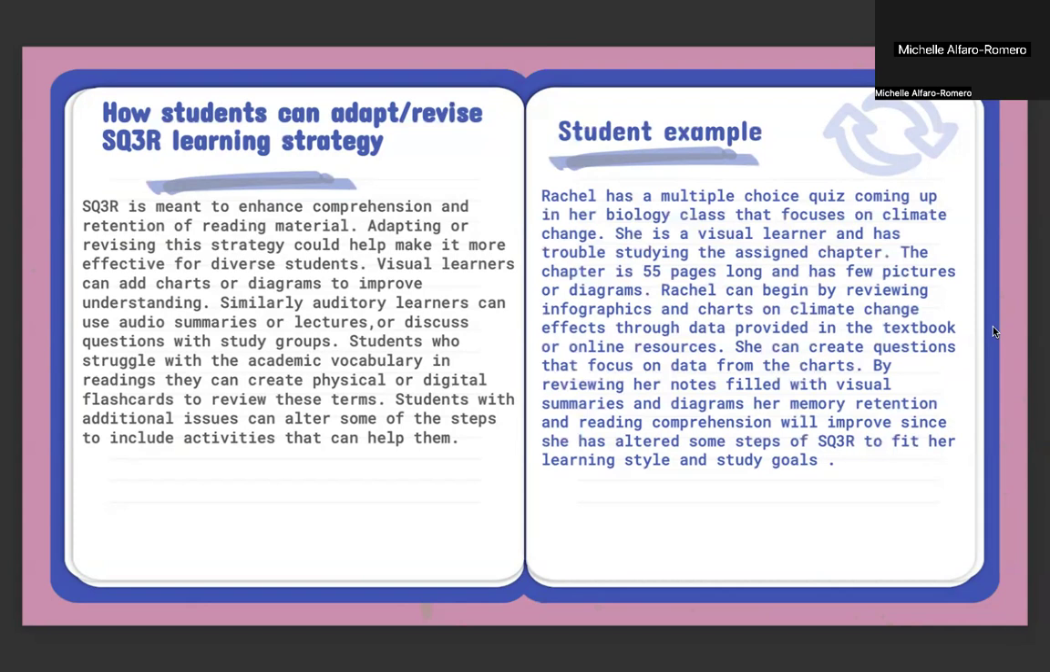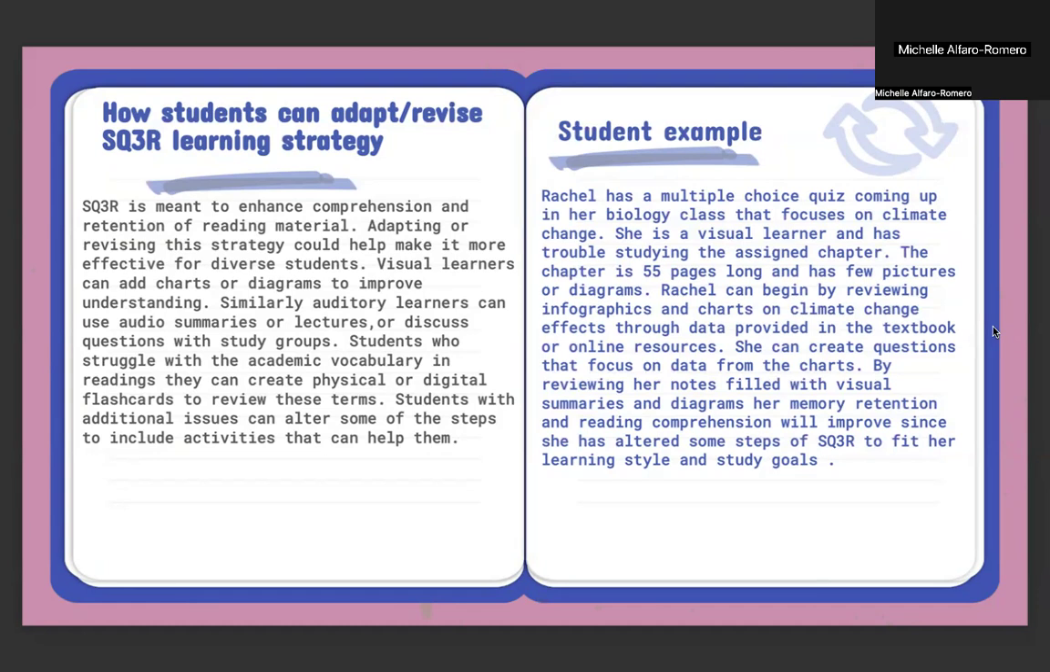And students who struggle with the academic vocabulary in these readings can create physical or digital flashcards to review these terms. And as long as students understand and use the strategy, they can alter it as much as they want to include activities that can help them.